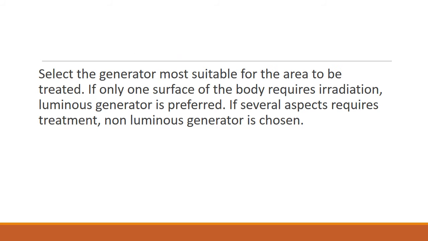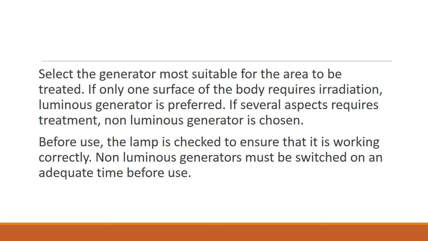So this is the choice. Select the generator most suitable for the area to be treated. If only one surface of the body requires irradiation, a luminous generator is preferred. If several aspects require treatment, a non-luminous generator is chosen. Before use, the lamp is checked to ensure that it is working correctly. Non-luminous generators must be switched on an adequate time before use, as mentioned before. So this is the first step, choice of the apparatus.